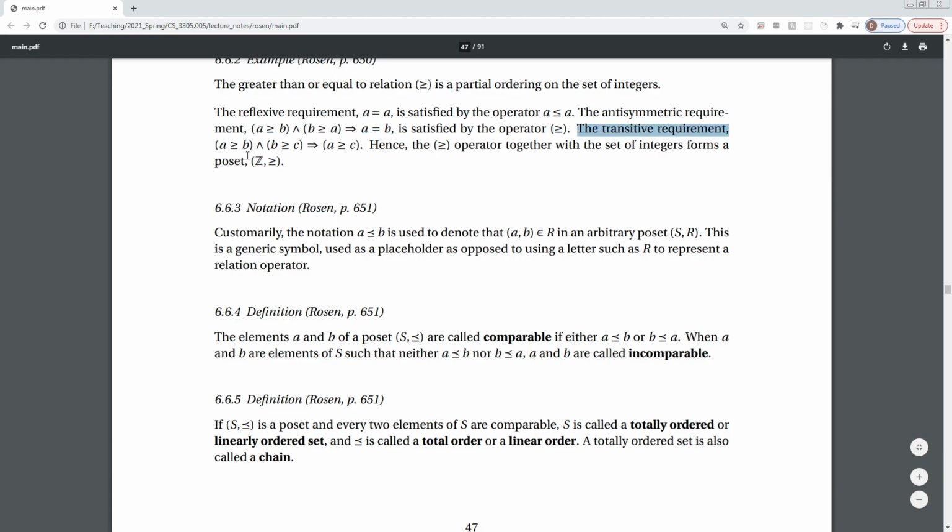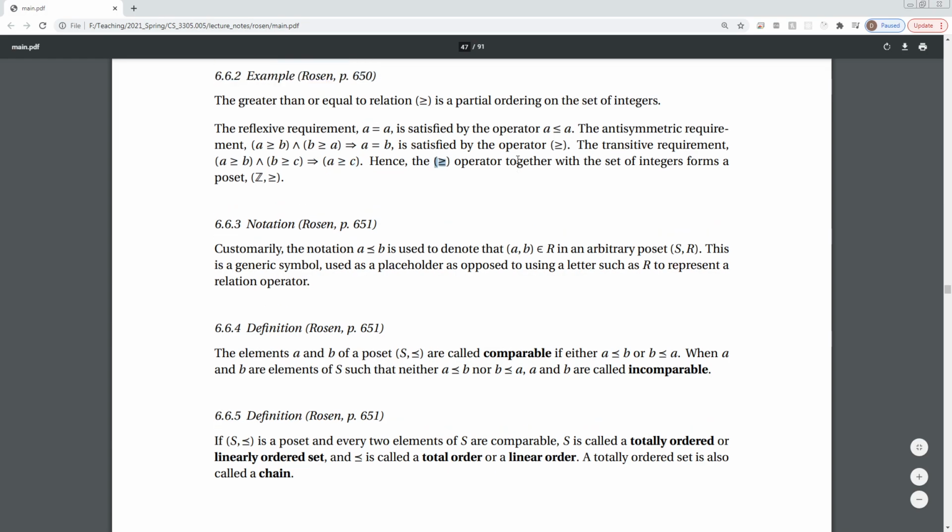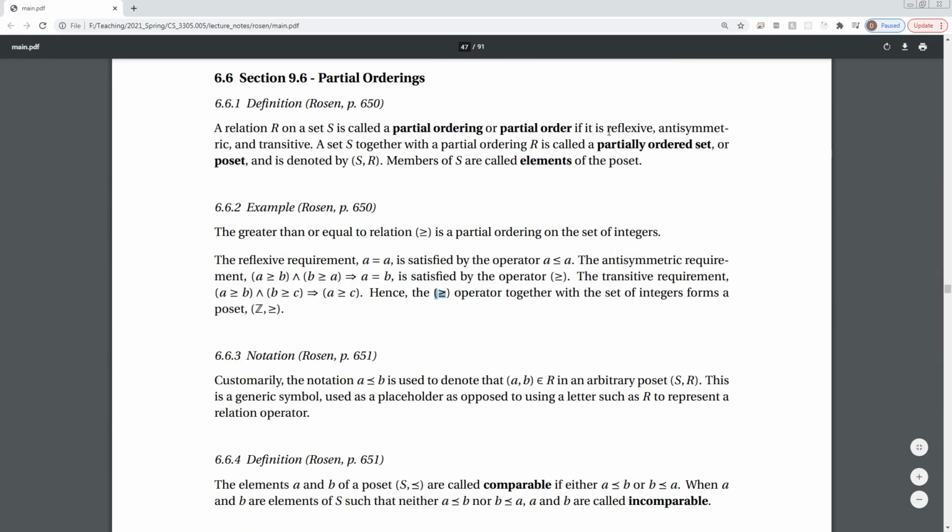And then the transitive requirement: A greater than or equal to B and B greater than or equal to C implies that A is greater than or equal to C. So, according to this definition, with these three requirements, reflexive, anti-symmetric, and transitive, we can state that this operation satisfies all the requirements. Combining that relation with the set of integers forms a partially ordered set.